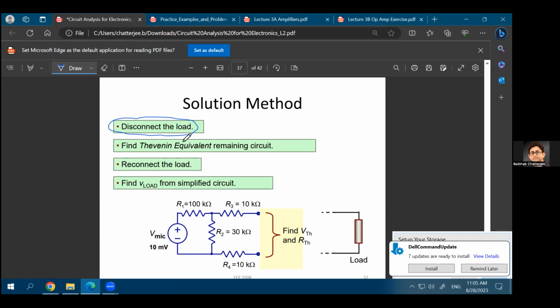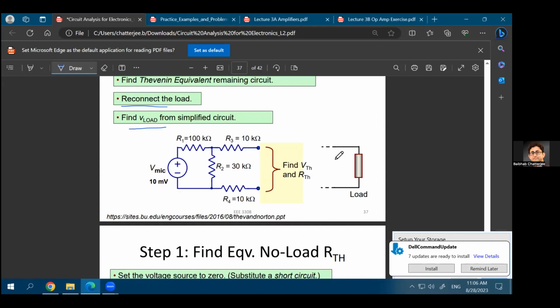And then you'll find the Thevenin equivalent for the remaining circuit. You'll reconnect the load and find how much load voltage you are developing. Those are your 4 steps. So, of course, if you disconnect the load, this becomes your black box. You have this resistive network, you need to find out what is the Thevenin equivalent voltage and Thevenin equivalent resistance, and then connect the load back.